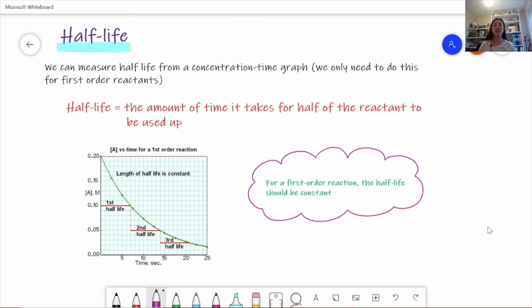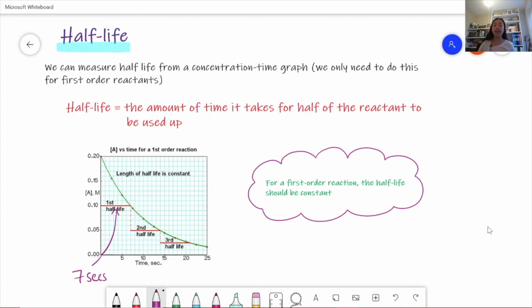So we can measure half-life from a concentration time graph, and we only need to do this for a first order reactant. So the definition of a half-life is the amount of time it takes for half of the reactant to be used up. So in this example, I have a reactant A, and we've plotted the concentration of A over time. And as you can see, the half-life, so the time it takes for the concentration of A to halve, from 0.20 moles per decimetre cubed to 0.1 moles per decimetre cubed, that's taken us about 7 seconds reading from the graph.